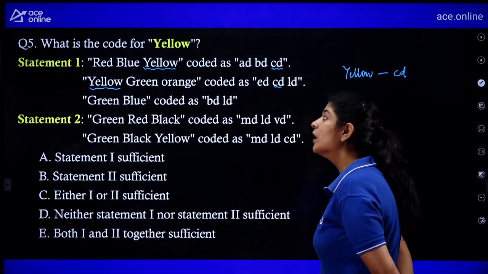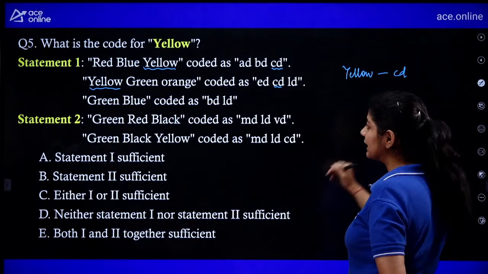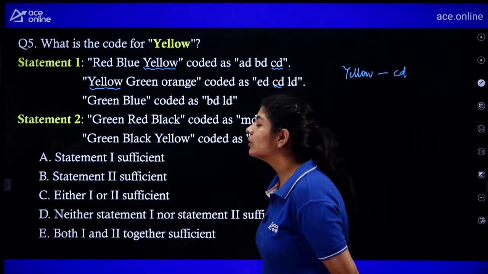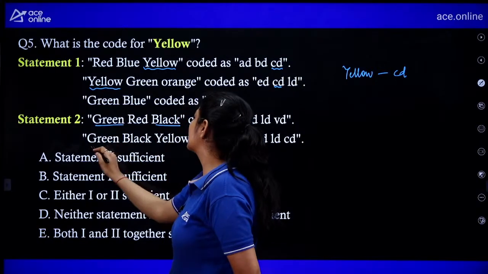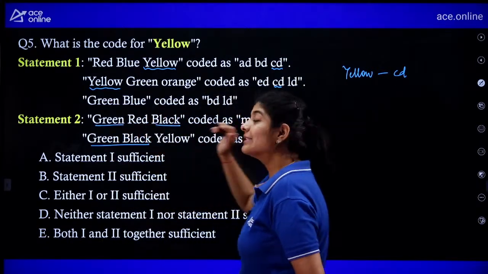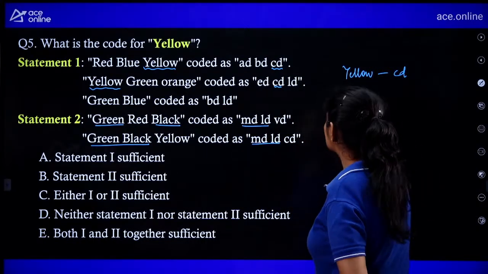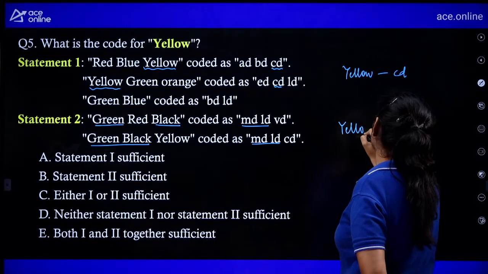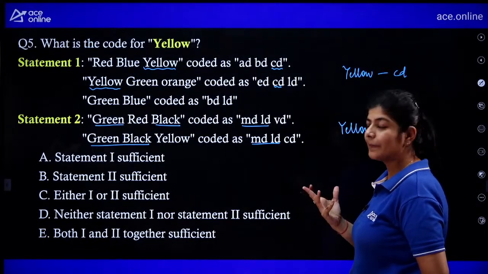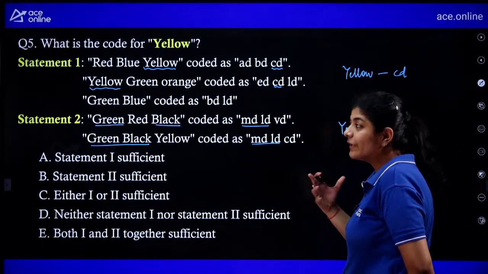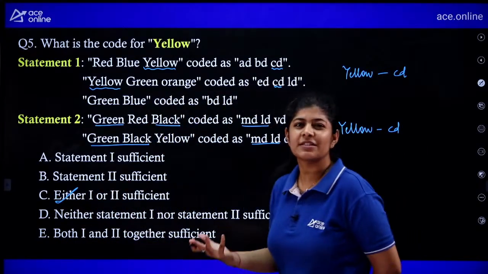Now the second one. With statement number 1, we can easily determine the code for yellow, that is CD. Now let's go with statement number 2. Here we have green, black. Green, black. That means the codes are the same for these ones. So MD, LD, MD, LD. So from this also we can easily say that the code for yellow is CD. So from both statements we can easily determine the code for yellow. So we can say that either first or second is sufficient.